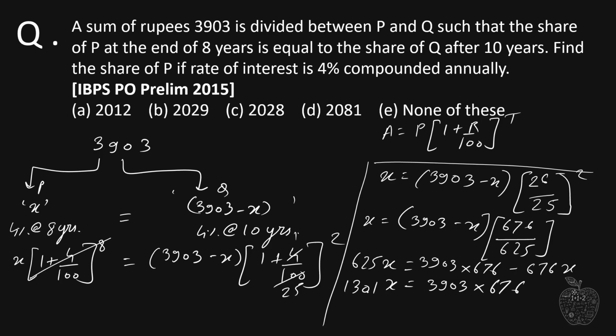Now you can clearly see that 3903 is 1301 multiplied by 3. So X is equal to 3 into 676, and I have already calculated this value. This comes out to be 2028, and this is our required answer. So option C here is the correct one.